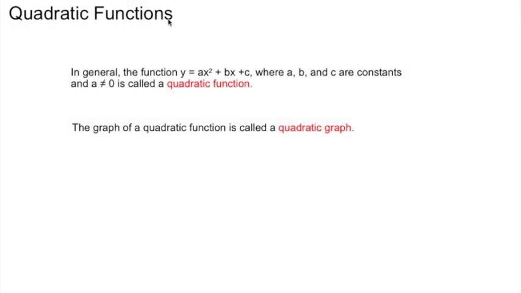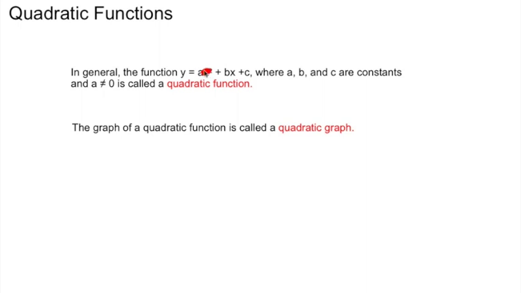We'll be talking about quadratic functions. So basically speaking, whenever you have an equation in the format y equals ax squared plus bx plus c, where a, b, and c are constants and a does not equal 0, you have a quadratic function. What happens if a equals 0?